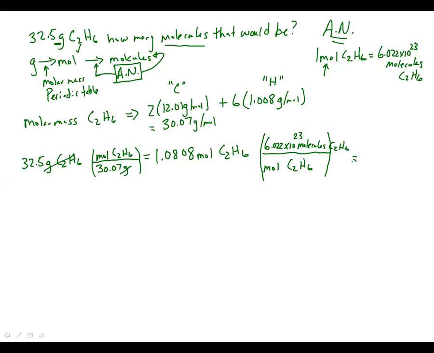If we do that, we're going to take that number times Avogadro's number, 6.022. Make sure you hit your exponent button, times 23. Again, you don't have to hit the multiplication button once you hit that exponent button. And we will end up with 6.51 times 10 to the 23 molecules of C2H6.